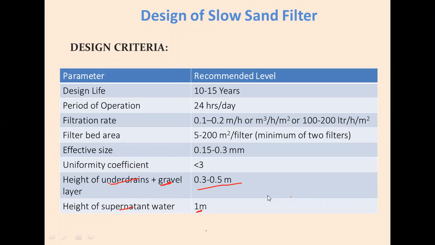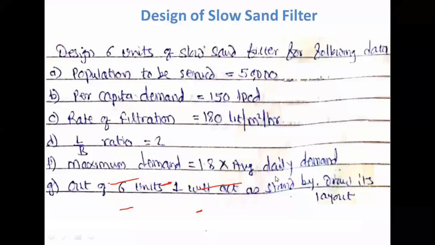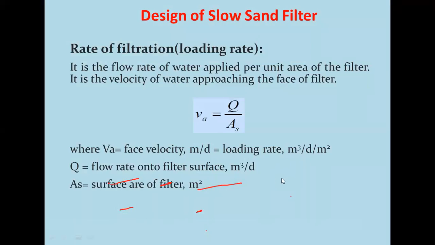Before solving the problem, I recommend you to write down these things because they are needed to solve the problems. Write down the title, design of slow sand filter, in your notebook. Then write down the title, rate of filtration. Write down the formula, VA is equal to Q upon AS. Then write down the different terms used in the formula. After that, we are going to write down the design criteria for the slow sand filter. Do it fast. When you finish, please tell me, reply through the chat box or by unmuting.